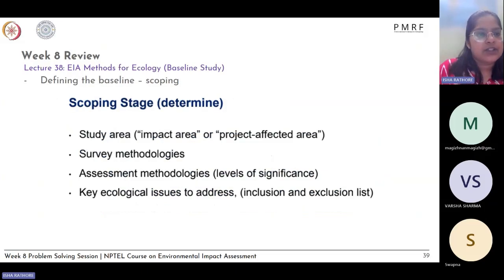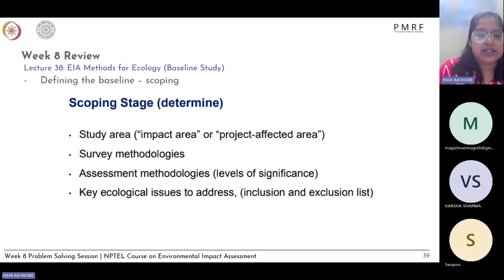Continuing lecture 38 for EIA methods for ecology, which is on baseline studies. So now we look at the scoping stage. First you determine the study area, that is your impact area or the project affected area. So how much area the project, apart from the proposed site, is going to affect. That study area you need to identify as your impact area.